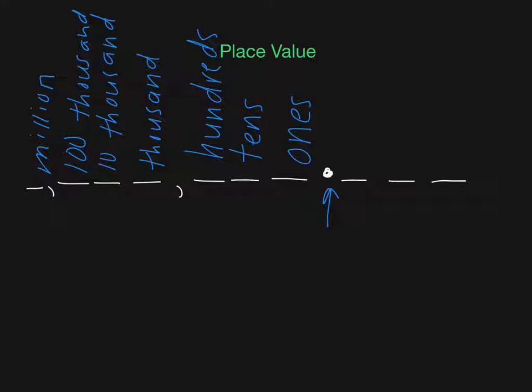So I finished up to the millions place, and then I'm going to come to the right of the decimal. Now there isn't a oneth place. It just sounds weird. So it starts with tenths, hundredths, then we have thousandths.